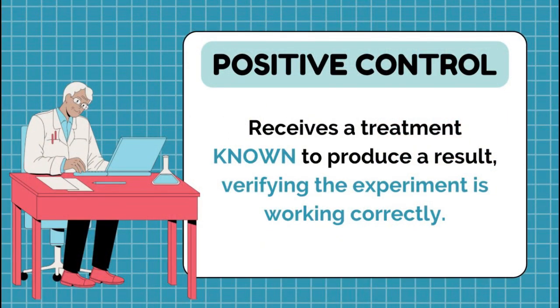On the other hand, a positive control receives a treatment that is already known to work. It's expected to show a clear result. Its job is to verify that your experiment is actually capable of detecting a result in the first place. If your positive control fails, your method or materials may be broken, not your hypothesis.